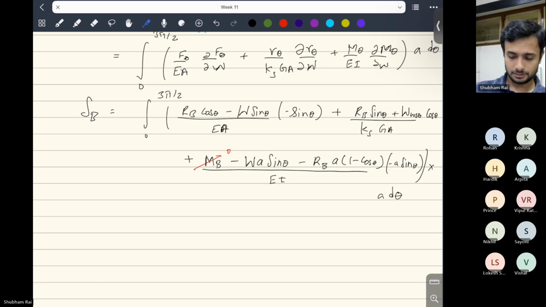I'll stop here for today. You can try to find delta B. You only have to integrate and substitute the expression for RB. You will get delta B.